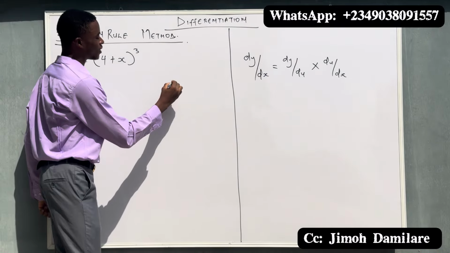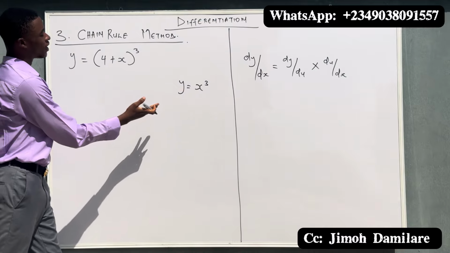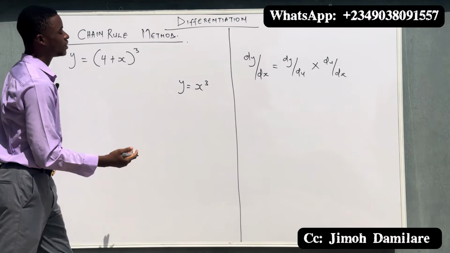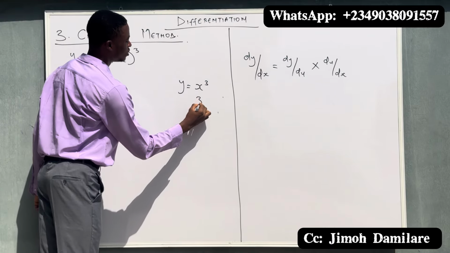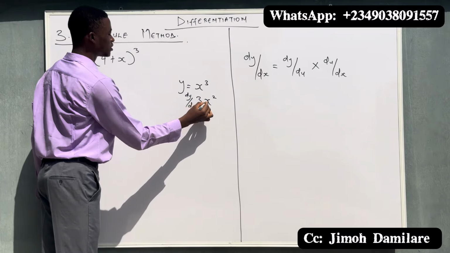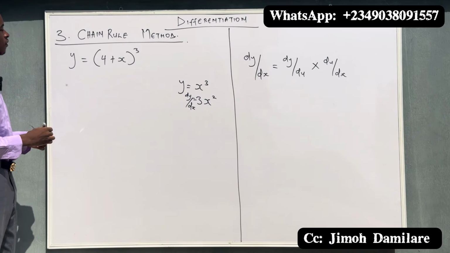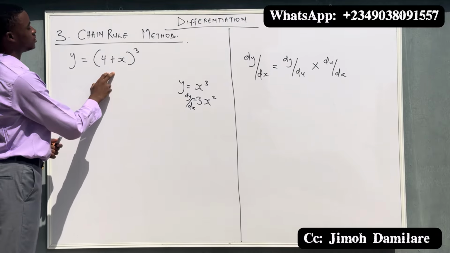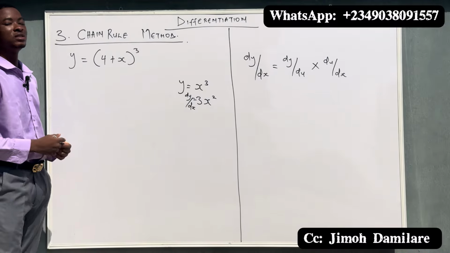So let's say we have something like y equal to x raised to power 3. Looking at this question, we are only having one term here, which is x. So we can easily adopt the general method of differentiation to solve this by saying dy over dx gives us 3x squared. But for a case whereby you have two or more terms adding or subtracting each other raised to a power, you adopt the method of chain rule differentiation.